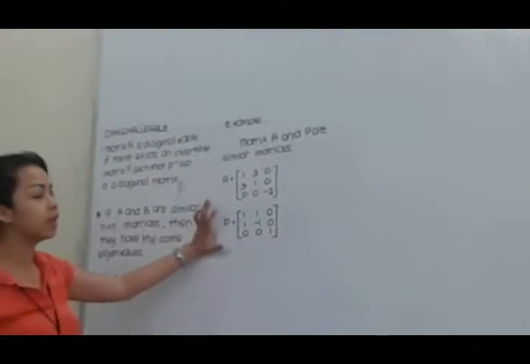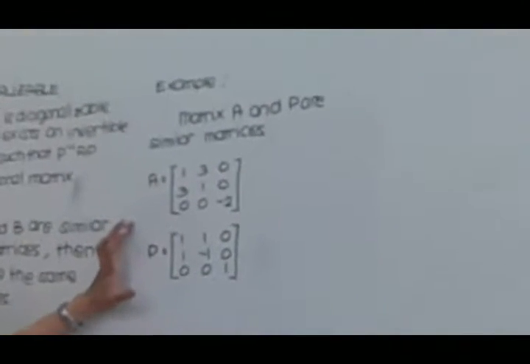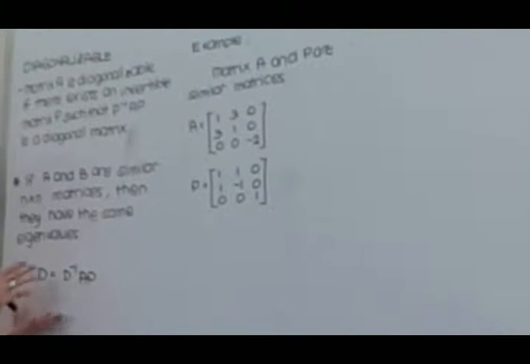Matrix A is given with the elements 1, 3, 0, 3, 1, 0, and for the third row, 0, 0, negative 2. Next, we have matrix P given as 1, 1, 0, 1, negative 1, 0, and 0, 0, 1 for the last row. Now we have to check if they would be similar matrices. The result of their eigenvalues should be the same, based on our theorem. Later on we would check.